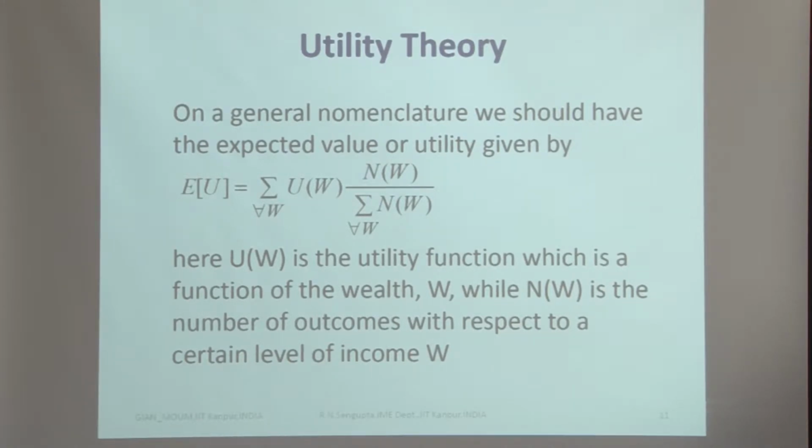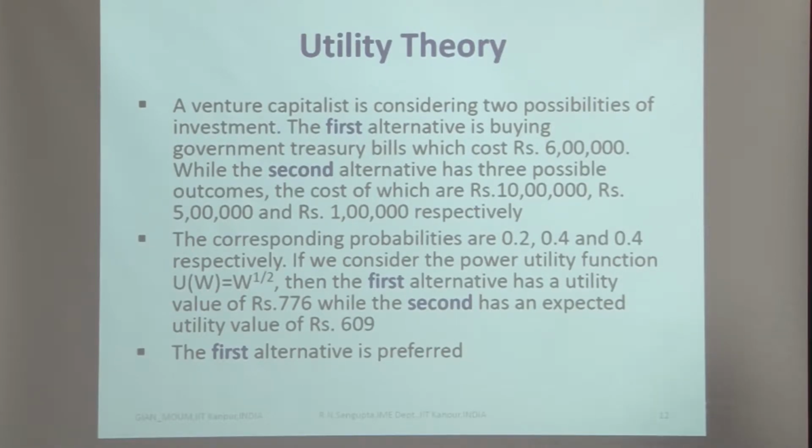Now, U(W) is a utility function, which is the net worth you are going to get. It can be a scalar or a vector. Based on that, you try to find out the net value. Consider this very simple example. The first alternative is government treasury bills, for which the value you win is about 6 lakhs. In the second outcome there are 3 states. The probabilities are given as 0.2, 0.4, 0.4, and the values are 10 lakhs, 5 lakhs and 1 lakh.